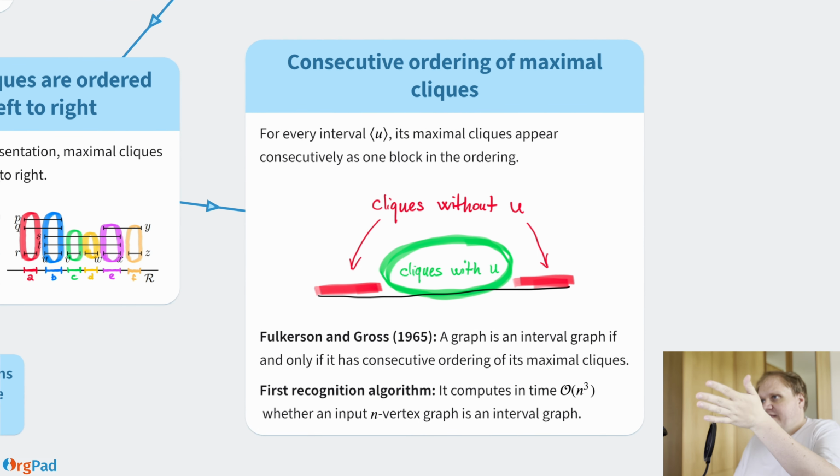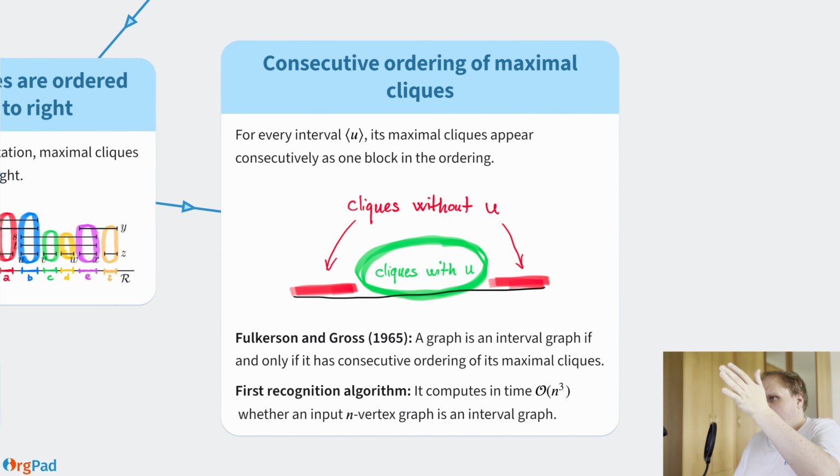Okay, so going back to interval graphs, we can actually use orderings of maximal cliques to characterize them.